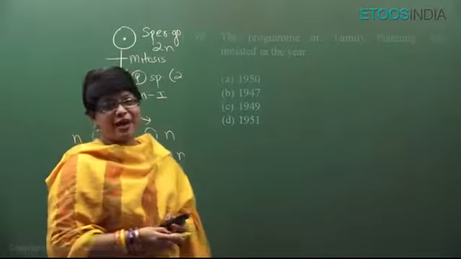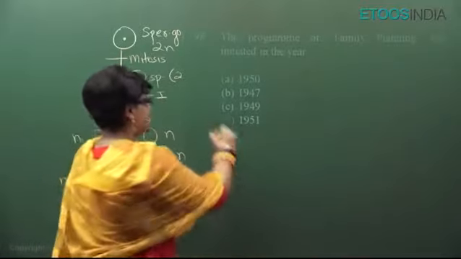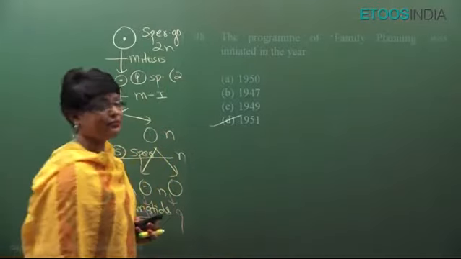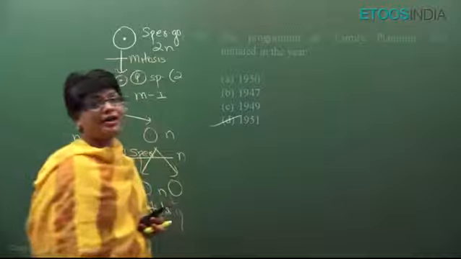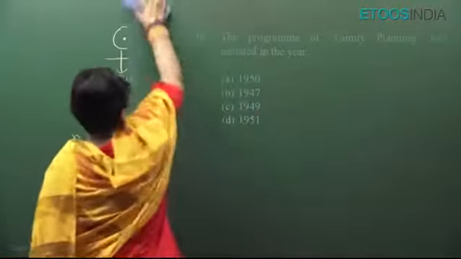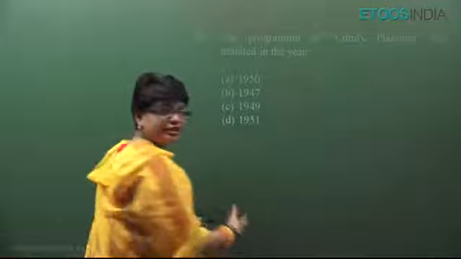Now, the program of family planning was initiated in the year, it's a direct question, in 1951. India started this family planning program, which is now called RCH, that is Reproductive and Child Health Care Program. The full forms are very, very important. Answer is option D, it's a direct question.